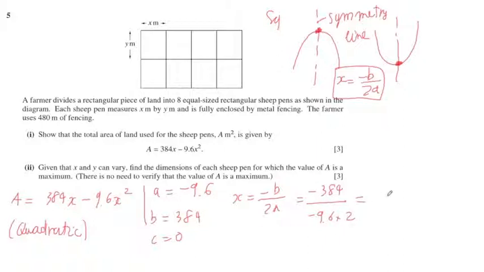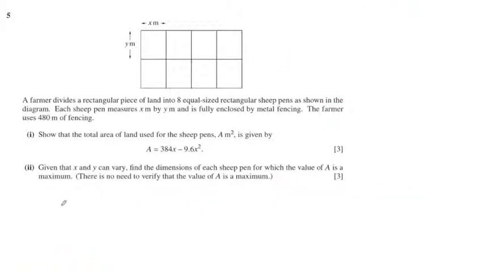Your calculator will say 20. So x equal to 20 is the symmetry line. It means the maximum point has x coordinate 20. So when x is 20, you find the coordinate of y. You know the formula between y and x is 12x plus 10y equal to 480.